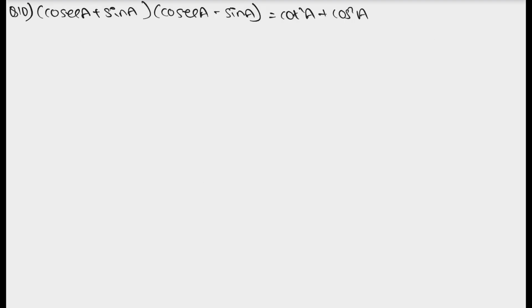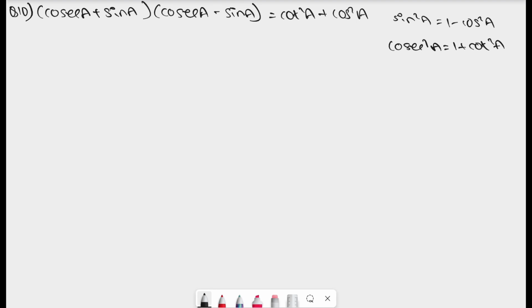Next we have our question number 10, which is cosecant A plus sin A into cosecant A minus sin A. So here it is in the form of A plus B into A minus B, and we need to get cot square A plus cos square A. So whenever you are having something like this, try to use identities. We'll be using two identities, which are, as we know, sin square A can be written as 1 minus cos square A, and cosecant square can be written as 1 plus cot square A. So we'll use these two identities here.